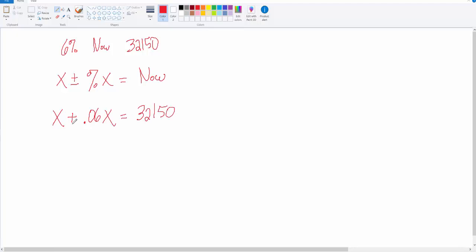Well, let's add these x's together. This is a 1x plus 0.06x. That's 1.06x equals 32,150. In our last step, we're going to have to take 32,150 and divide it by 1.06. When we do that, we get the answer of 30,330. And that's the final answer.